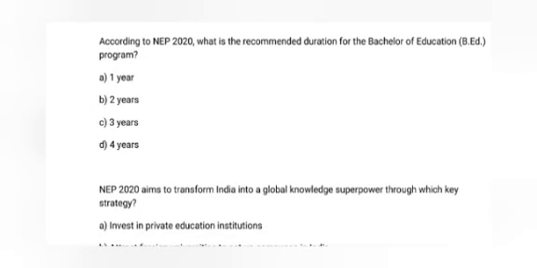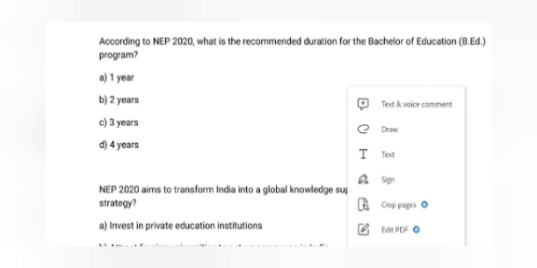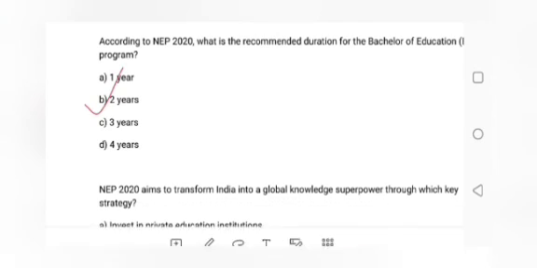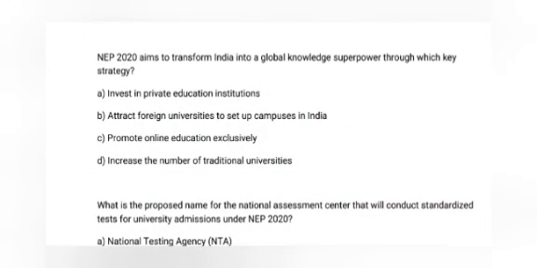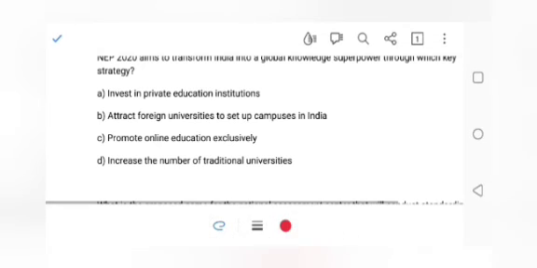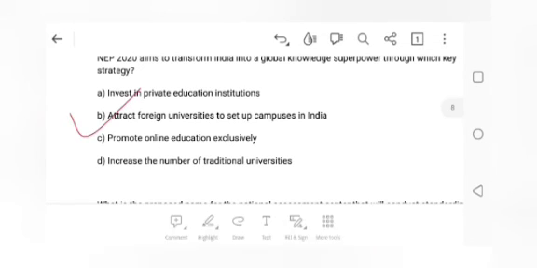Next, according to NEP 2020, what is the recommended duration for the Bachelor of Education, in short BEd? 1, 2, 3, 4. It will be 2 years. Next, NEP 2020 aims to transform India into a global knowledge superpower through which key strategy? So these are the options. Correct option will be attract foreign universities to set up campuses in India.